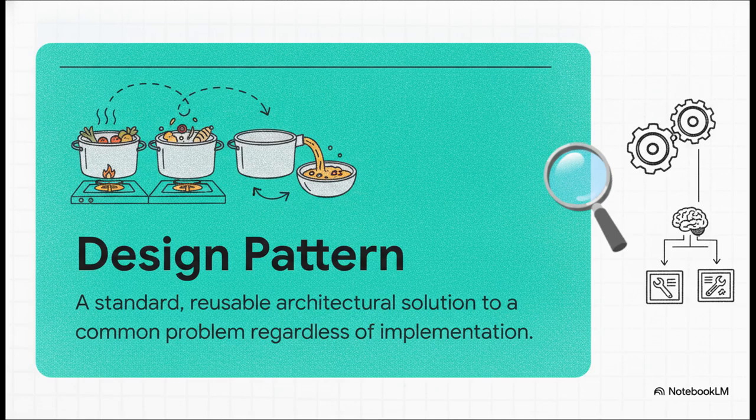Think of it like making a stew. You might swap out the veggies or the spices depending on what's in your fridge, but the actual steps, browning, simmering, serving, those stay exactly the same. It's a reusable architectural solution to a problem you face over and over.